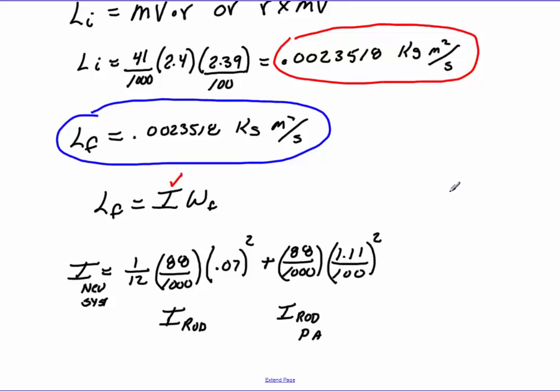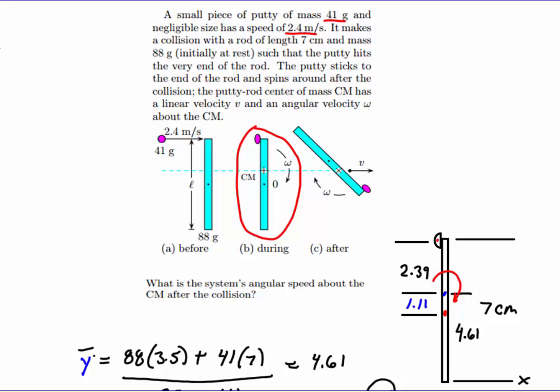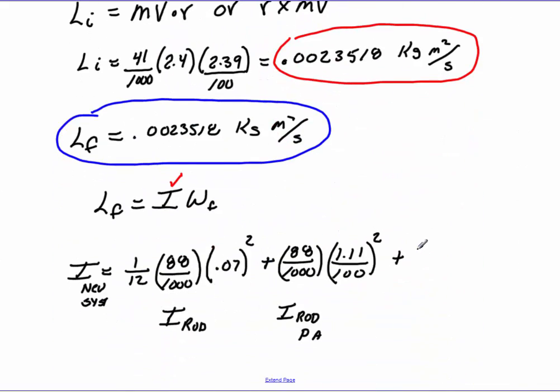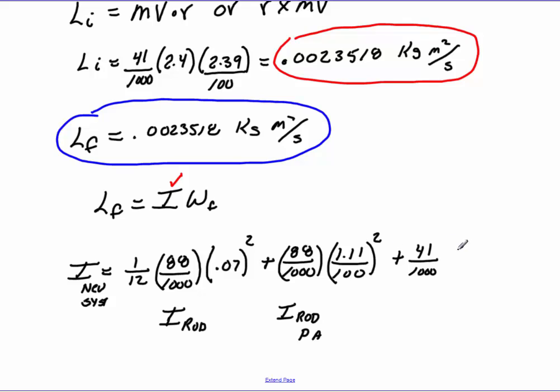Still got to do the putty. Then you got to do plus mr squared. The mass of the putty is 41, so I take 41, divide it by 1,000, and multiply it by the distance, which was 2.39 over 100. Square that.